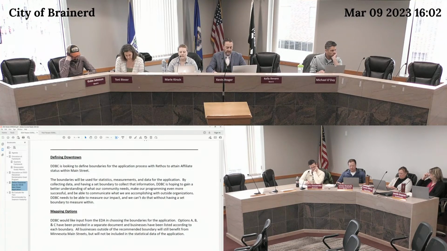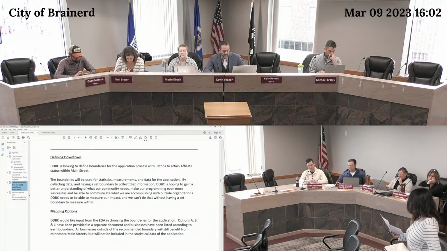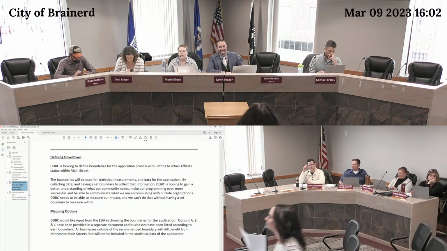So before I turn it over to DDBC, I'd like to note that options A and B are essentially the Main Street zoning district as well as the overlay district from the zoning code. So they would coincide with each other. However, this is separate obviously from the zoning code. They don't have to meet each other, but A and B would essentially be the zoning code options. So while it's helpful for guidance, the boundaries don't have to exactly mimic what our zoning code shows. So with that, I'll turn that over to DDBC with any other questions or comments. Thank you. Please, welcome.